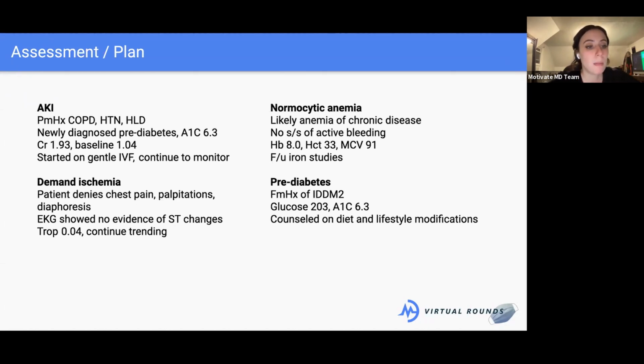So he has a past medical history of COPD, hypertension, hyperlipidemia, and newly diagnosed prediabetes. His A1C was 6.3. So these are all risk factors for AKI, especially diabetes. I think AKI and diabetes go together like bread and butter. His creatinine again was 1.93.